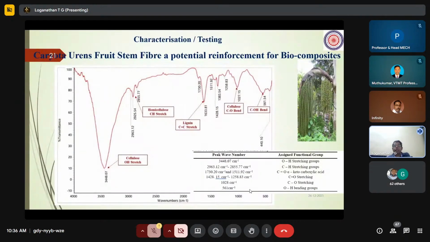And this is one of the very important tests, that is FTIR. We performed this test in order to find out what functional groups are available and what the intensity of the functional groups is. Here you can see that the FTIR shows that cellulose, that is the hydroxyl group, has an intensity at around 3500 per centimeter. This peak wave number we can compare with other fibers. This tells us that the fiber is water absorbing in nature.